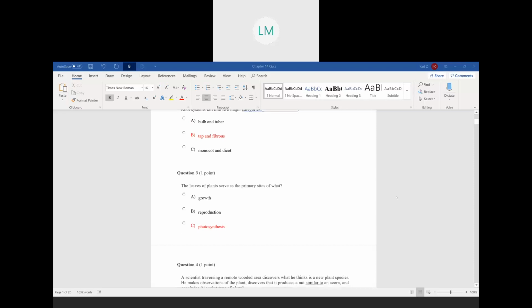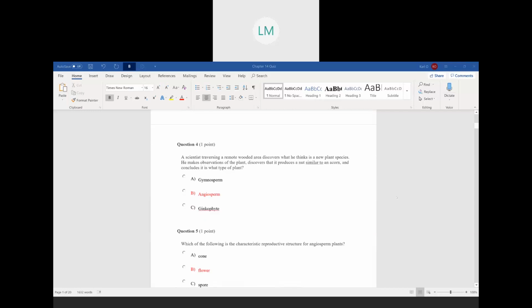Question number 3. The leaves of plants serve as the primary sites of what? This is the primary sites of photosynthesis. That's where we have photosynthesis happening, and then the nutrients, the glucose that's created in photosynthesis, is moved throughout the rest of the plant through the phloem.